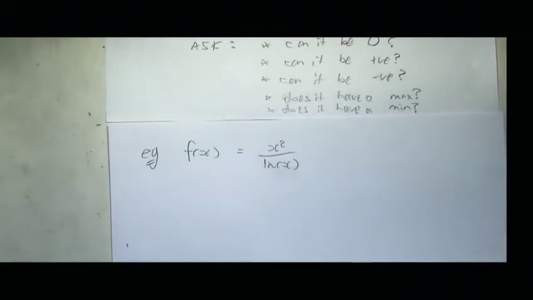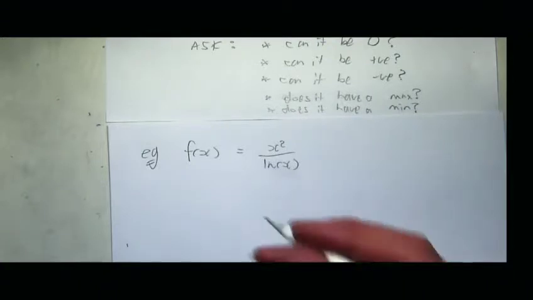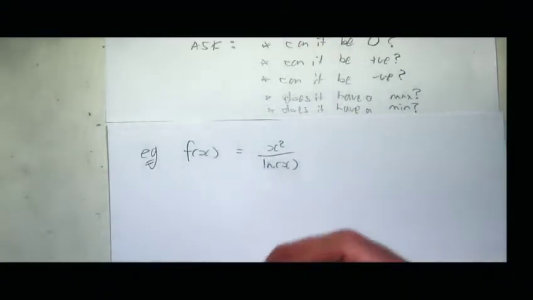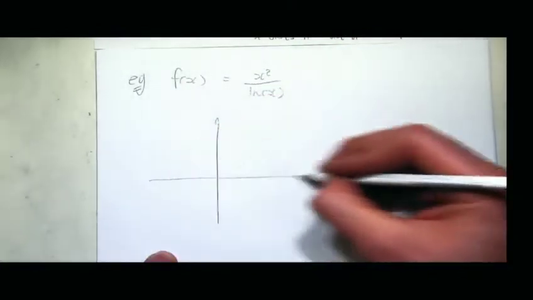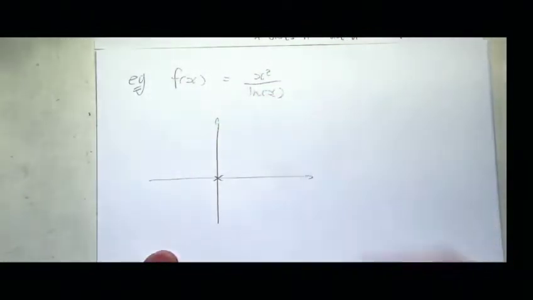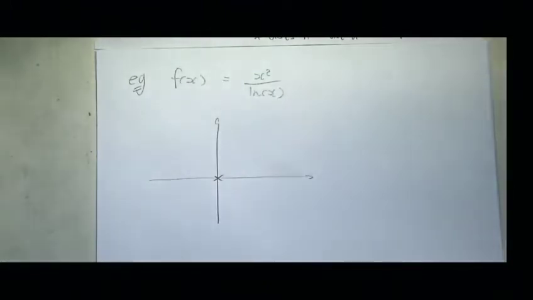So my first question, can it be 0? And the answer is, well, no. The only way it could possibly be 0 is if x was 0, and it's not defined when x is 0, so it can't be 0. Okay? I'm going to draw my y-axis and start marking off things that it can be. So it can't be 0. Can it be positive? Yes. I could stick in some positive numbers and it'll be positive.